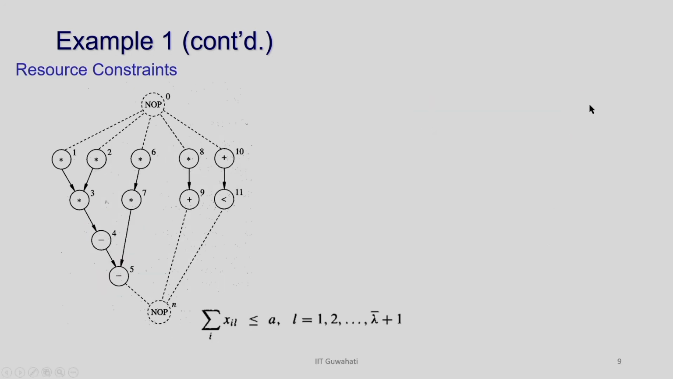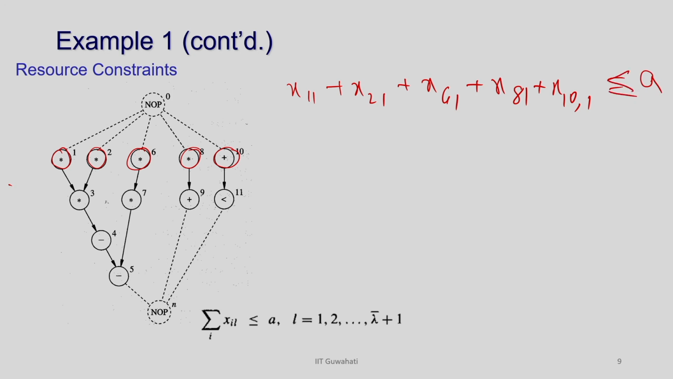And for the resource constraint, I have to see what nodes can be scheduled in timestamp 1. So, what nodes can be scheduled in timestamp 1? 1, 2, 6, 8 and 10, right. So, that means x 1 1 plus x 2 1 plus x 6 1 plus x 8 1 plus x 10 1 should be less than or equal to a, because this a is the resource bound.